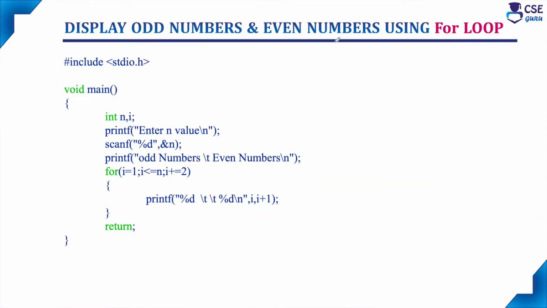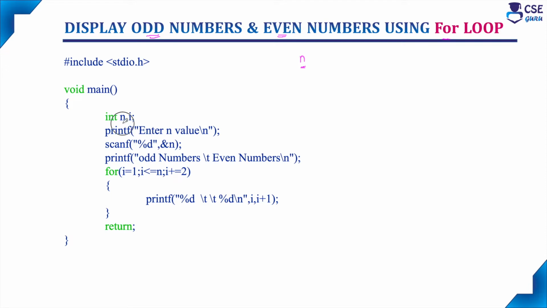The next example is to display odd numbers and even numbers using a for loop. Here we need to give the variable n. n is the input given by the user. Up to the value of n, it has to display the odd numbers as well as the even numbers.